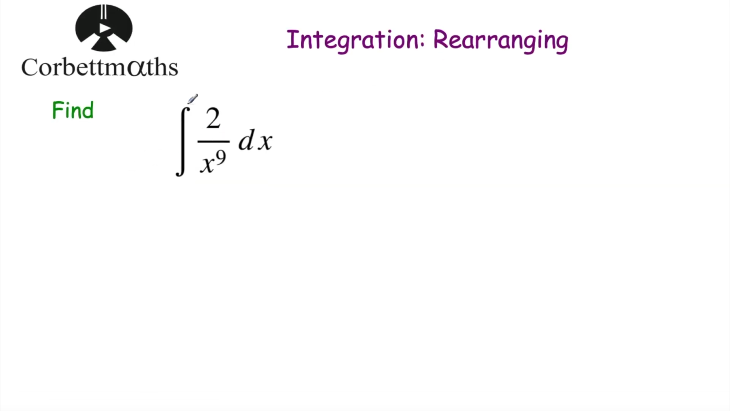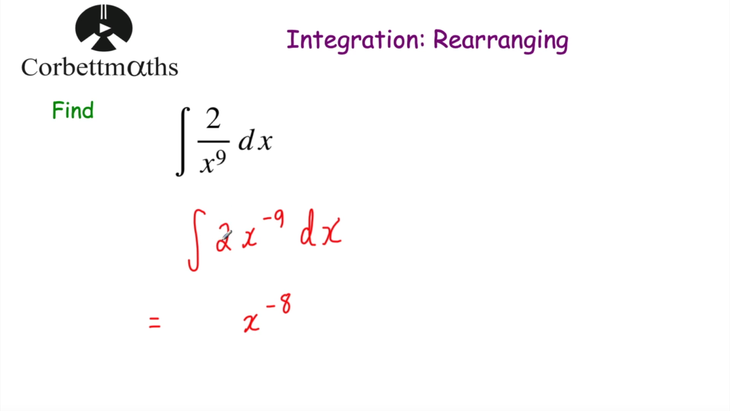So this time we've been asked to find the integral of 2 over x to the power of 9 with respect to x. So again, we want to get rid of this x on the denominator, so let's bring it up and give it a negative power. So we're going to integrate 2x to the power of negative 9, just bringing it up and giving it a negative power with respect to x. Okay, now we're going to increase the power of x by 1, so that'll be x to the power of negative 8, because you're going back up 1.